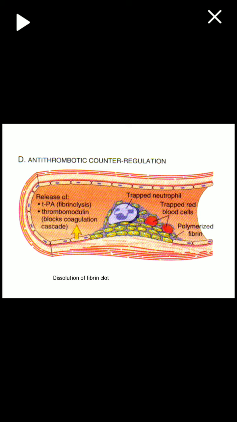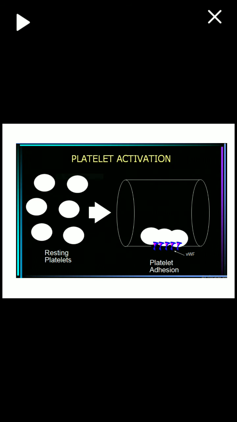The fibrin which is formed, the clot which is formed, is dissolved by TPA. And thrombomodulin blocks the coagulation cascade. Further formation of clot is blocked by thrombomodulin. It is also called the antithrombotic counterregulation mechanism, or tertiary hemostasis. So these are just diagrammatic representations to show how primary, secondary and tertiary hemostasis take place.